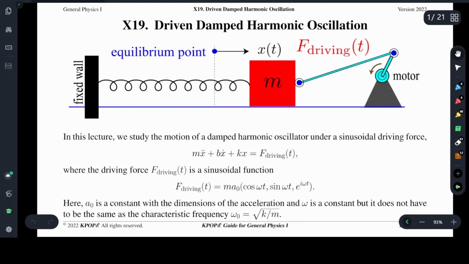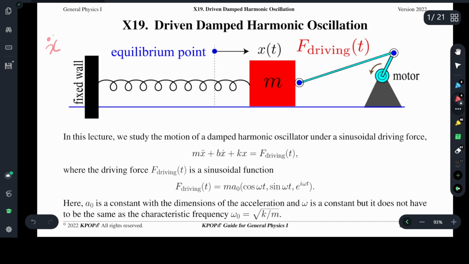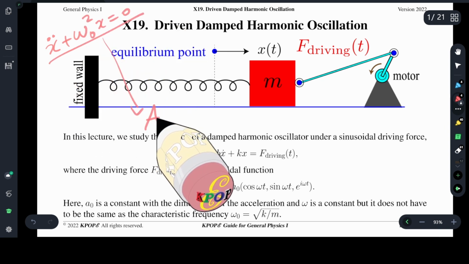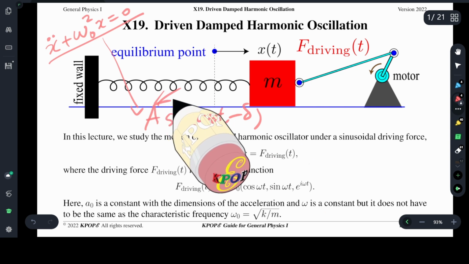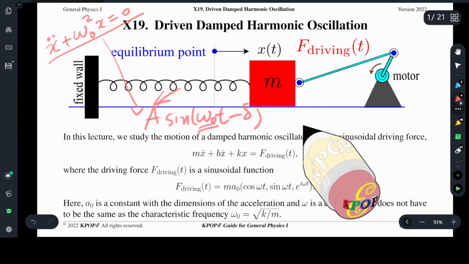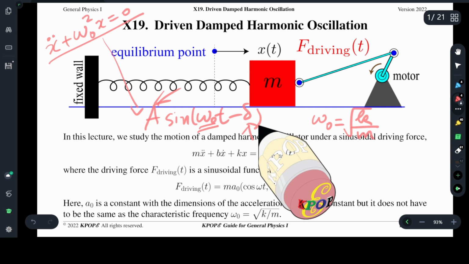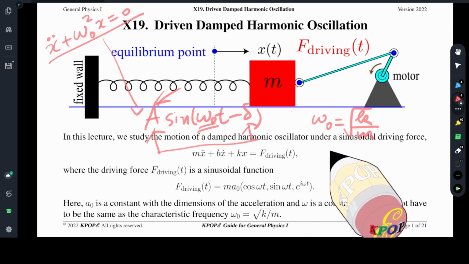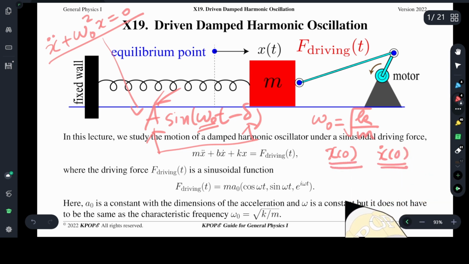In the previous class, we studied the simple harmonic oscillator and damped harmonic oscillator. The simple harmonic oscillator has the equation of motion of the form, and the solution was a sinusoidal function of this kind of form. This was the amplitude and angular frequency that is determined by the square root of k over m, and the phase is free. These two free numbers can be determined once we know the initial conditions, the values of the initial position and velocity.